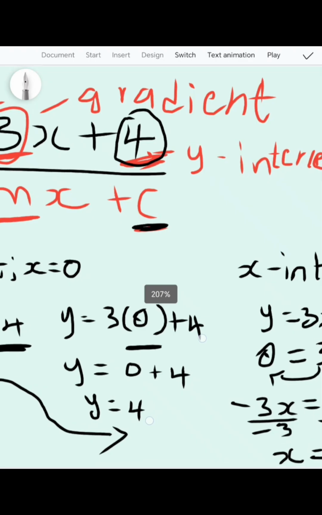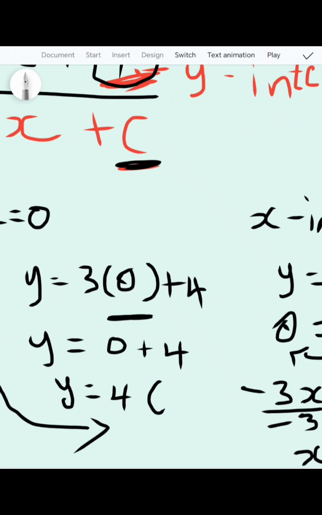Because here you said that you know how to write the coordinates, right? So when you write your coordinates, here is simply x and here is simply y. So what did you say your x is? I said my x is 0 when I calculate my y-intercept. My x is 0, and what is your y? My y is 4, therefore I put 4. These are my coordinates for the y-intercept.